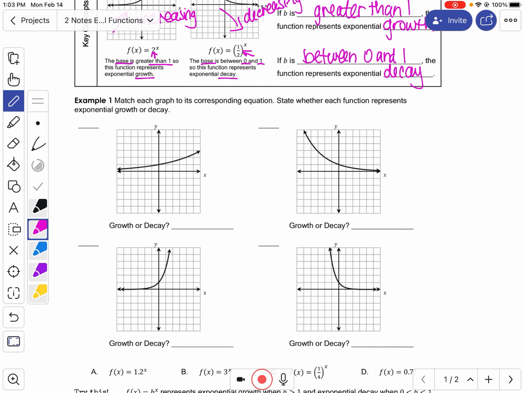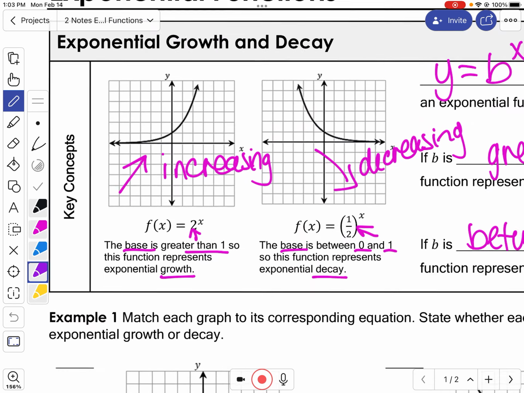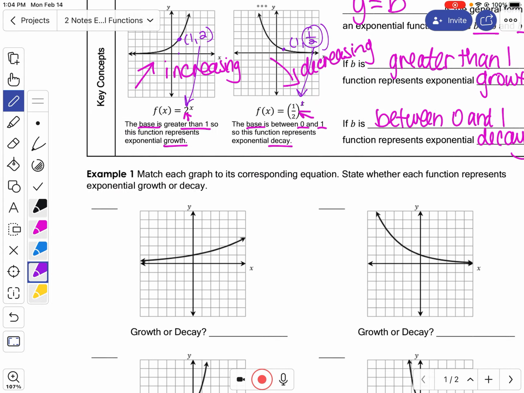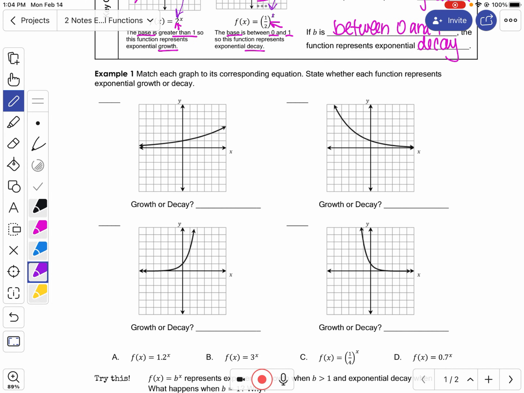Also, something else I didn't talk about: anytime you look at your x value of 1, whatever y is, that's going to be your base. Notice this point is (1, 2), so my base should be a 2, because 2 to the first power is 2. Looking here, when x is 1, my y is a 1/2. That point, whatever it is, is your base, because if you raise something to the first power, it gives you your base. So we're going to match each graph.